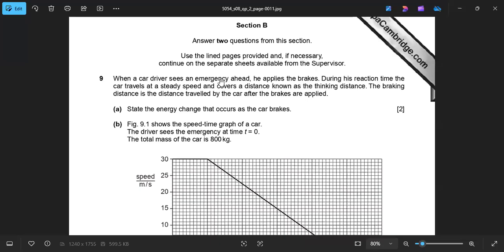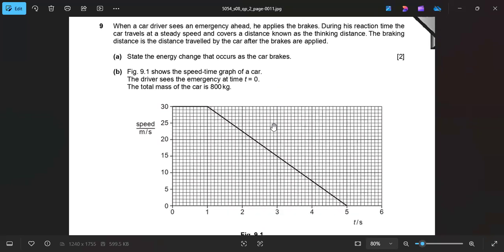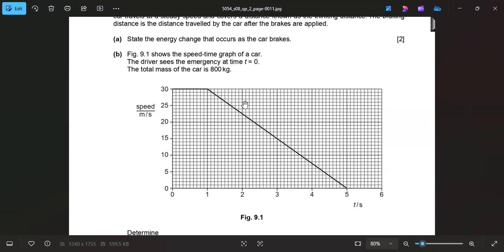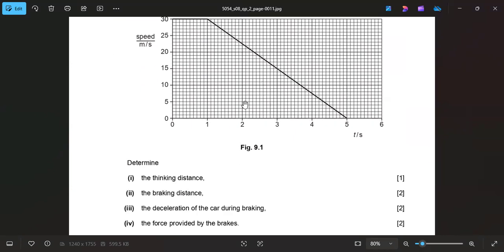Okay, so in this question, we talk about the calculations involved in thinking and braking distances. The question reads that the car driver looks at lights and decides to stop, and there is this data given. So look at the graph. The car is coming at speed 30, and then after 1 second, it's stopping and it's decelerating all the way to zero. So take a note that it takes 4 seconds to stop and it takes 1 second at a constant speed. Mass of the car is also given, and you have to calculate these four things first of all.